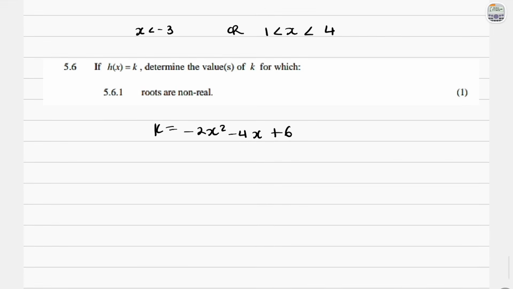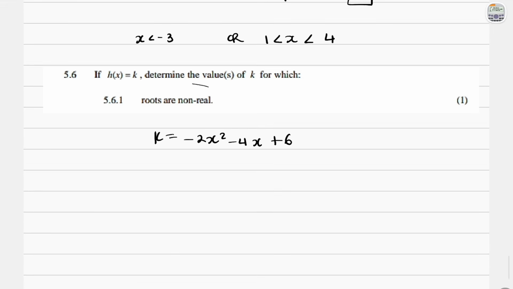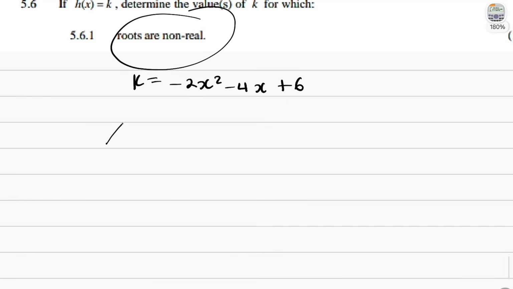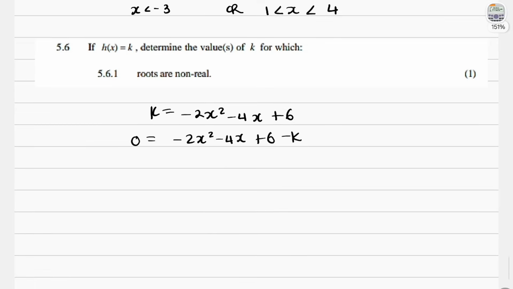So they're referring to the roots. Where will the roots be non-real? Roots refer to x-intercepts. The way we find x-intercepts is by making y equal to 0. But in this case, you're not doing that. You're just equating this to k. So to ensure that one side is equal to 0, so that you are finding the roots, you're going to have to transpose k. So this equation now says 0 equals negative 2x squared minus 4x plus 6, and the k comes over to become a minus k. This is the quadratic equation we have.